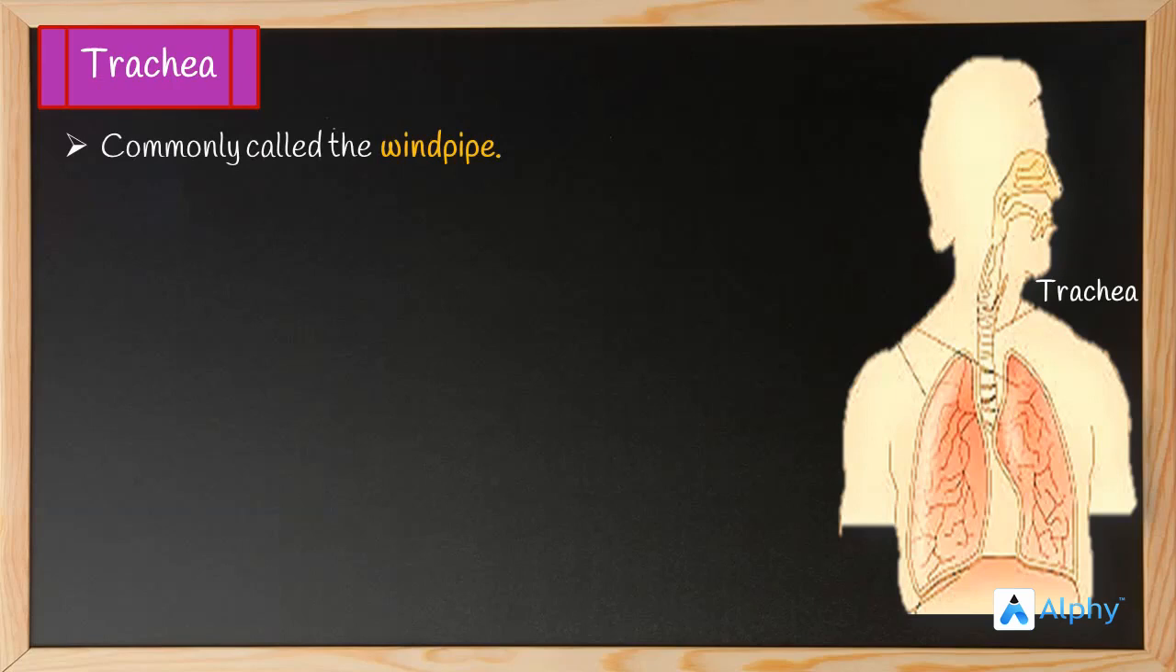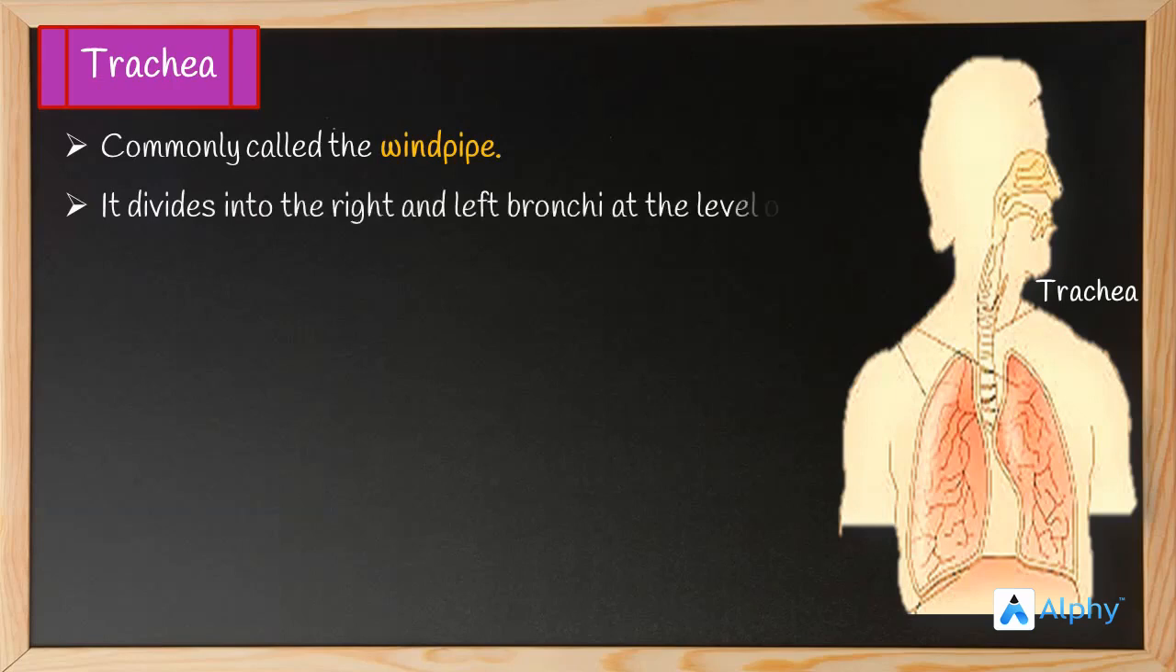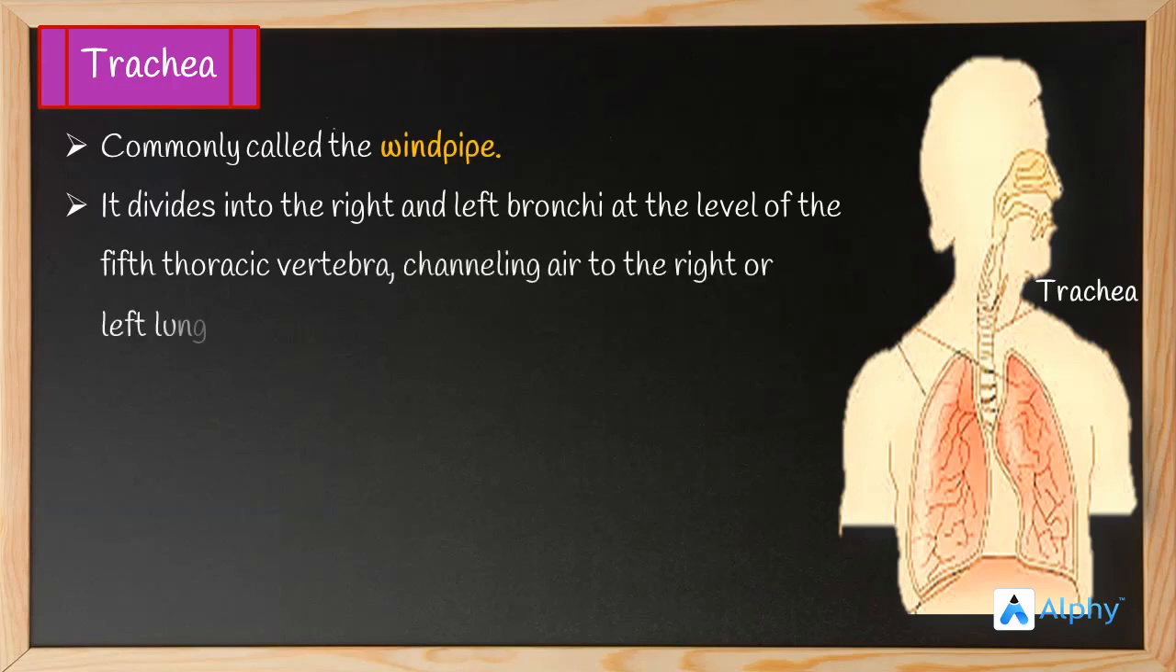This trachea, or windpipe, divides into the right and left bronchi at the level of the fifth thoracic vertebra, channeling air to the right or left lung. As you can see in this image, this is our windpipe, the trachea. It divides into the left and right bronchus, and these bronchi are part of this trachea. The trachea divides at the level of the fifth thoracic vertebra into the two bronchi.